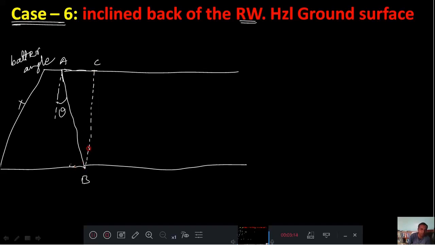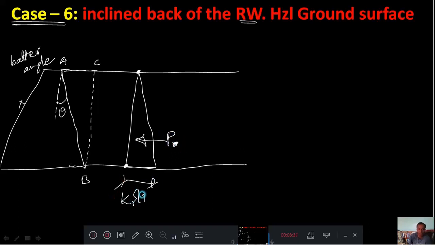BC is the back of the retaining wall, and follow your procedure. That is, for the top and bottom you will consider 2 points, draw the stress distribution diagram, and calculate pH. PV you will calculate, P you will calculate by considering something like that. Then K, gamma, H and R. And after that, here we need to think.